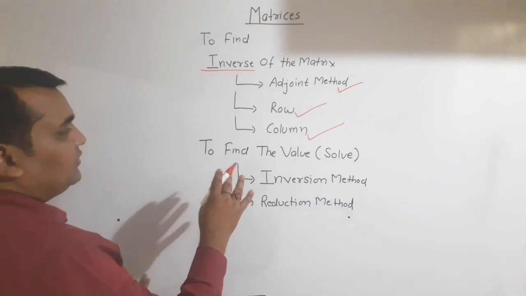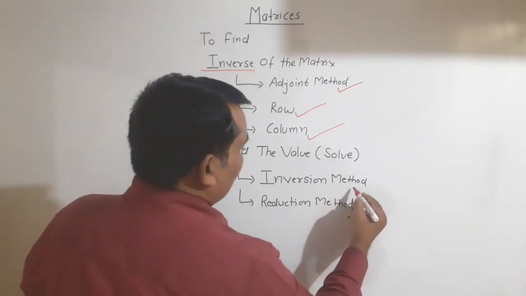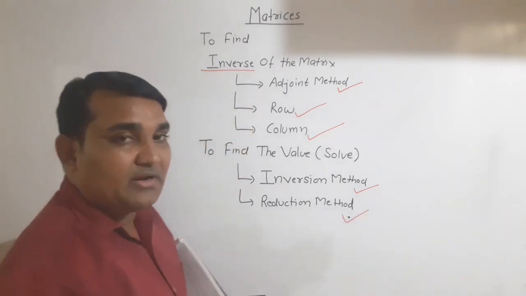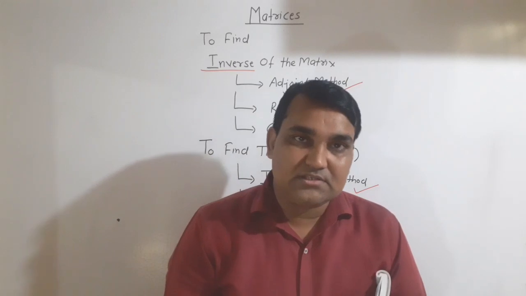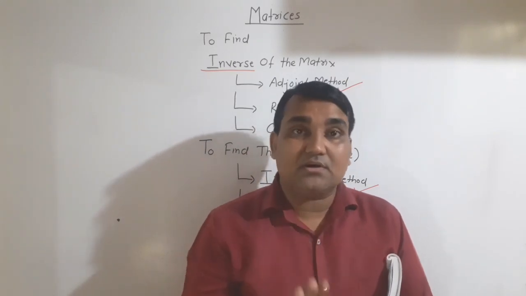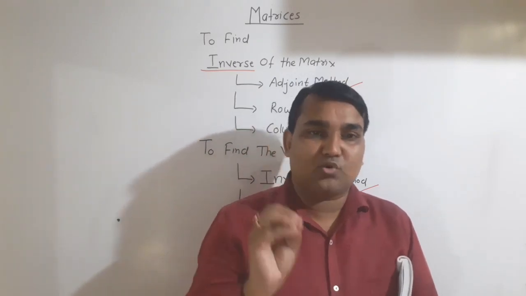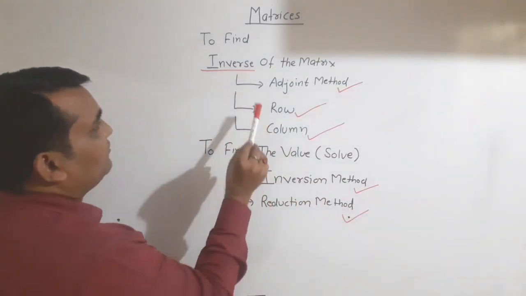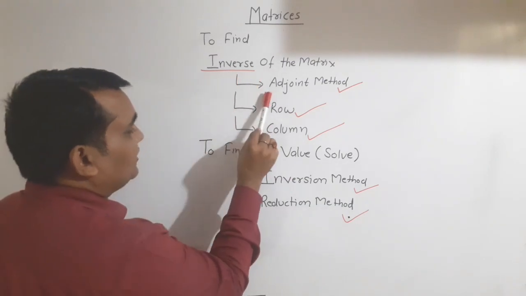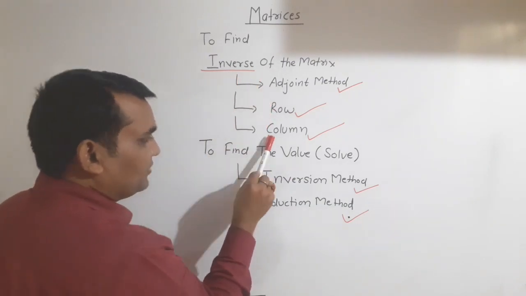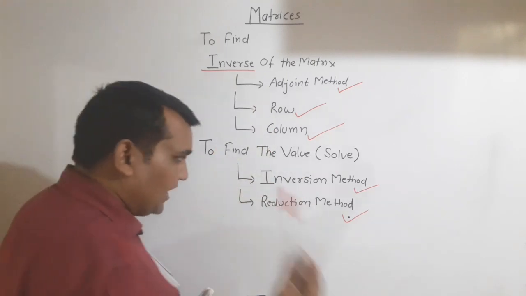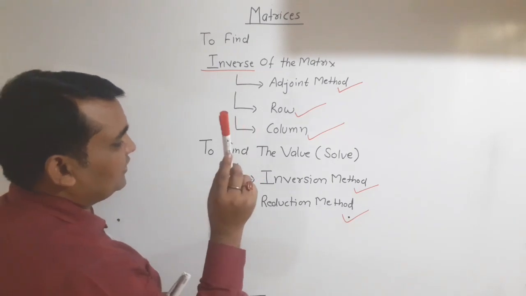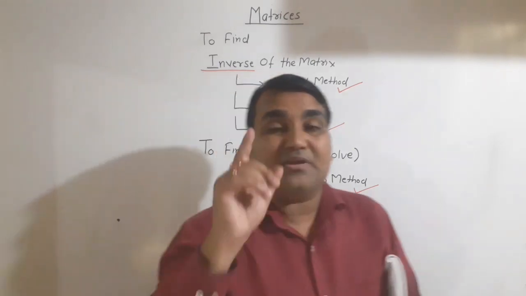To find the value or solve it by using the inversion method and by using the reduction method. Dear, try to understand here, in this chapter matrices, method is important. You have to concentrate on the method. You are going to get the same answer while you are finding the inverse by the adjoint method or by row transformation or by column transformation. You are going to get the same value of x, y, z by using the inversion method or by using the reduction method.